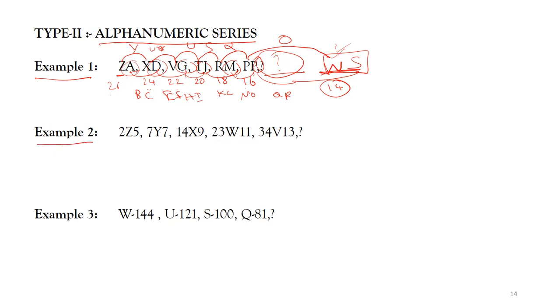Coming to example 2. If you see, there are three entities involved in each and every term of the series. So let me separate it. First let me take the first term of the series, 2, 7, 14, 23, 34. Now I have to see what is the logic behind it. So how to get 7 from 2? I can add plus 5.